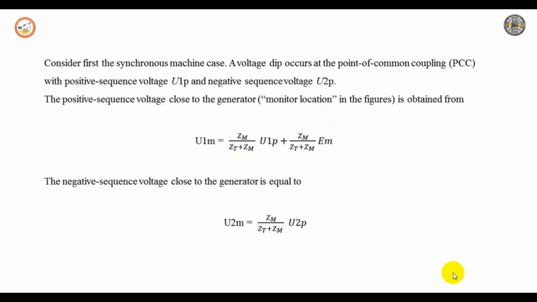The negative sequence voltage close to the generator is equal to U2M, that is Zm divided by Zt plus Zm into U2P. A complete characterization of unbalanced voltage dip: the method distinguishes between unbalanced dips of two basic types, referred to as C and D type, and uses two characteristic quantities for the severity of dips. One is the characteristic voltage, and the other is the so-called PN factor. The characteristic voltage is a generalization of residual voltage for a single phase event.